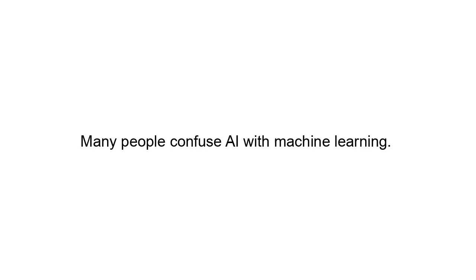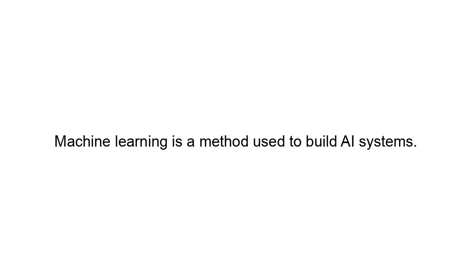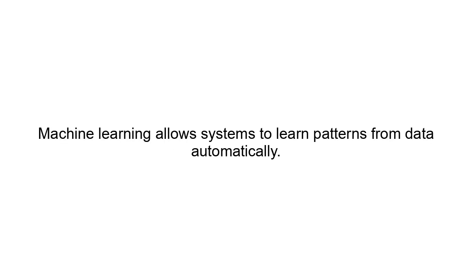AI versus machine learning. Many people confuse AI with machine learning. AI is the broader concept. Machine learning is a method used to build AI systems. Example: AI, machine learning, deep learning. Machine learning allows systems to learn patterns from data automatically.